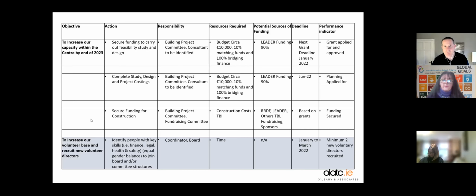So the resource that we required here would be time, and a potential source of funding. It's not applicable. There's no cost involved in this, just time. And then you set deadlines.